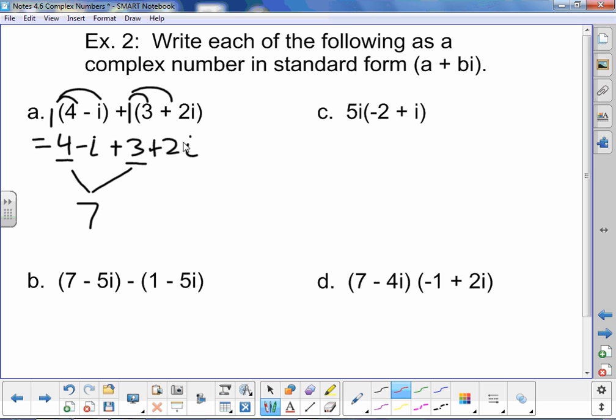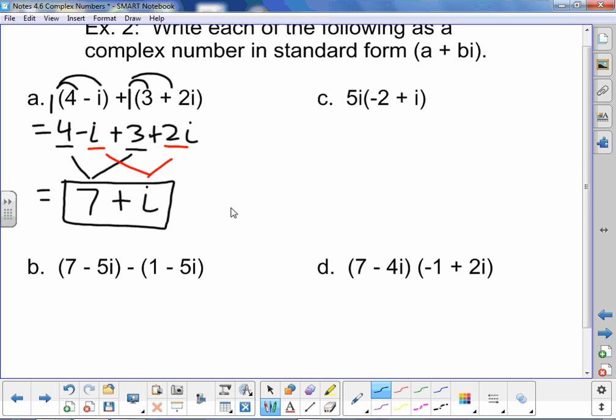And I'm going to combine my negative i and my positive 2i, which makes a plus i. Okay. And remember, this should be in a plus bi form. So your a is your 7, and your b is technically a 1, but you don't have to write it. So a plus bi, and your b is a 1, but it's not there really. All right, and that's it.